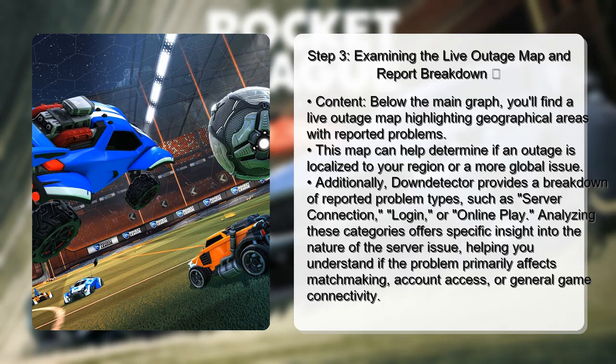Step: examining the live outage map and report breakdown. Below the main graph, you'll find a live outage map highlighting geographical areas with reported problems. This map can help determine if an outage is localized to your region or a more global issue. Additionally, Downdetector provides a breakdown of reported problem types, such as server connection, login, or online play. Analyzing these categories offers specific insight into the nature of the server issue, helping you understand if the problem primarily affects matchmaking, account access, or general game connectivity.